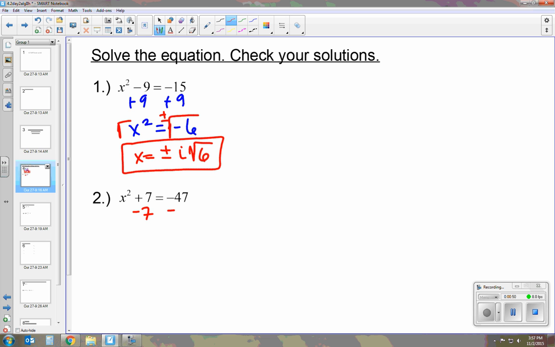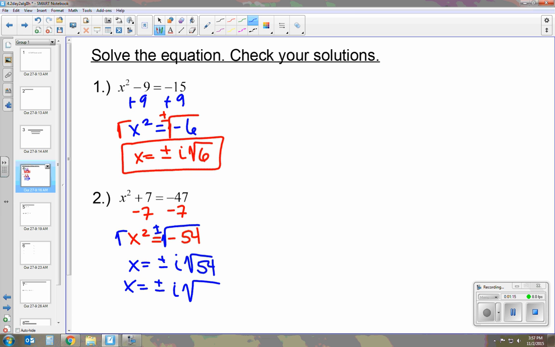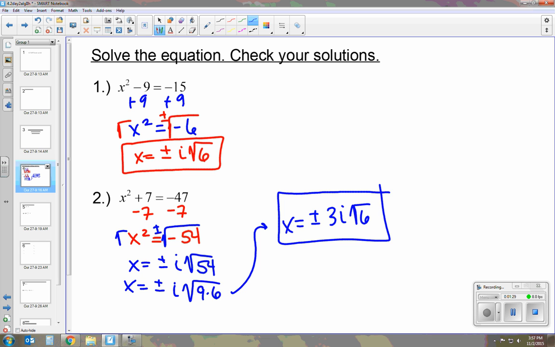Let's subtract the 7. So x squared is equal to -54. Square root both sides. So x will equal plus or minus i square roots of 54, but we still have to simplify the square root of 54. Well, the square root of 54 is 9 times 6. So x will equal plus or minus 3i square roots of 6. And now we've got there.